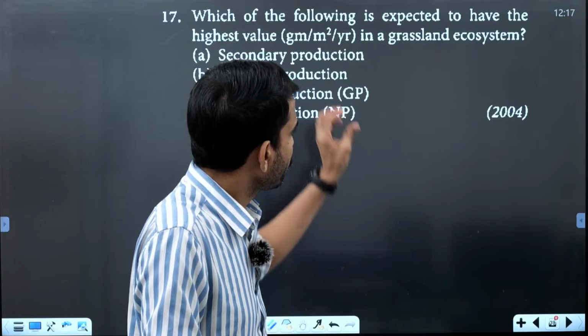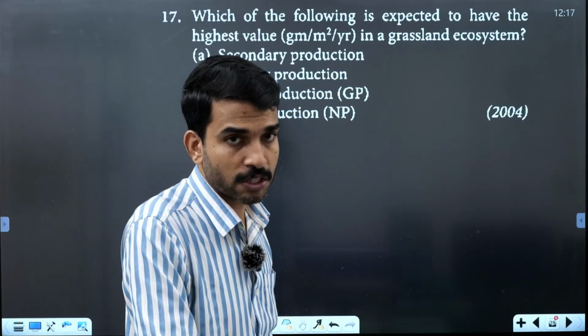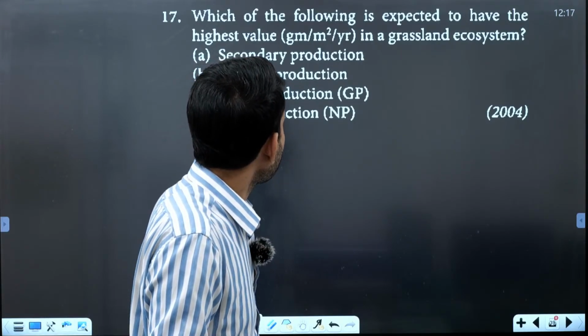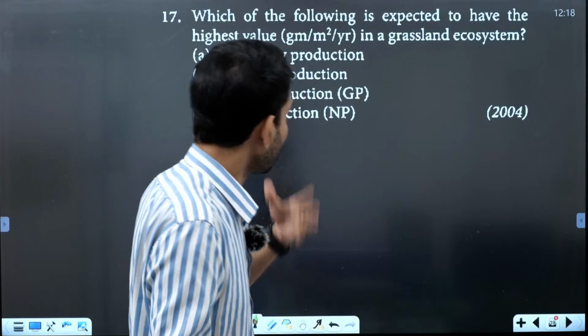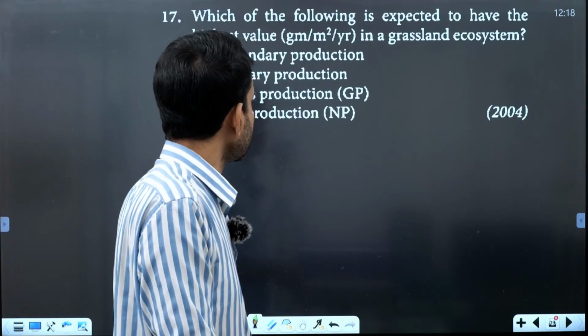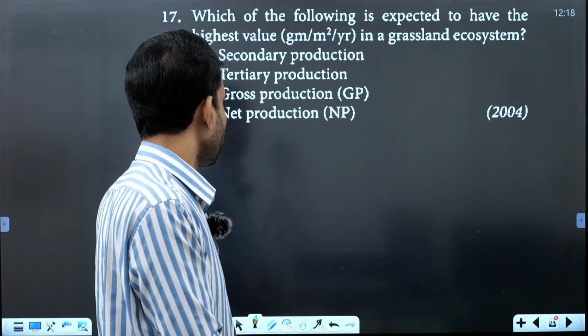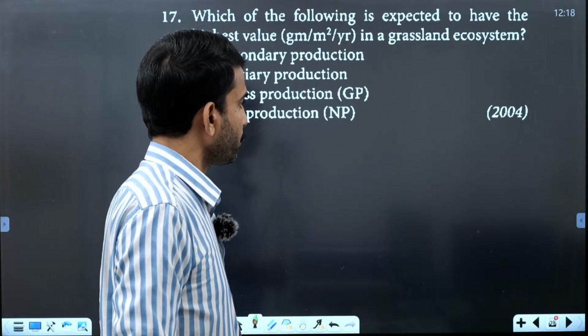They have specifically given a special ecosystem, the grassland ecosystem. And they are asking where we will get the highest productivity. Which productivity or which production is supposed to be the highest? Is it primary production or secondary production or tertiary production? Again, is it GPP or NPP?